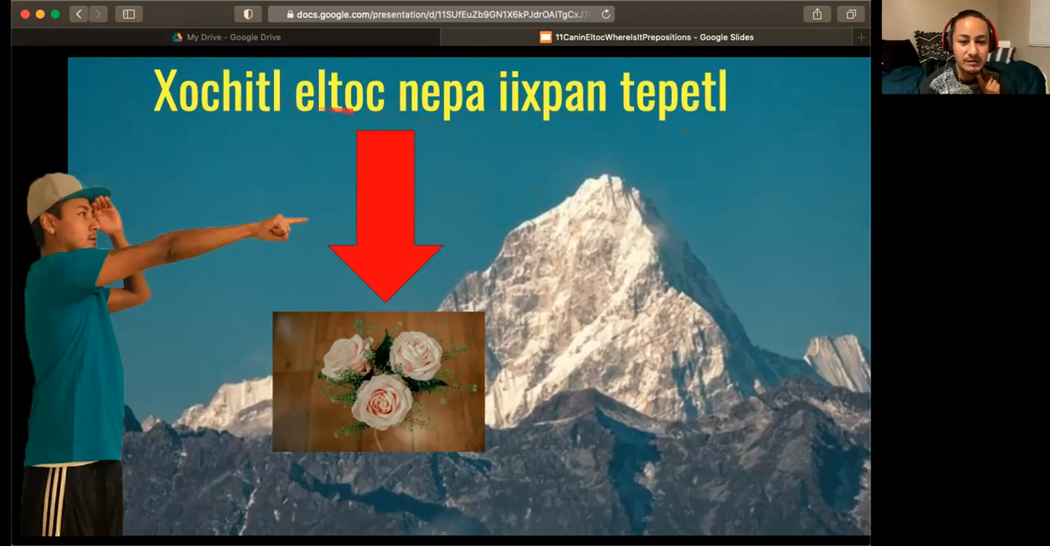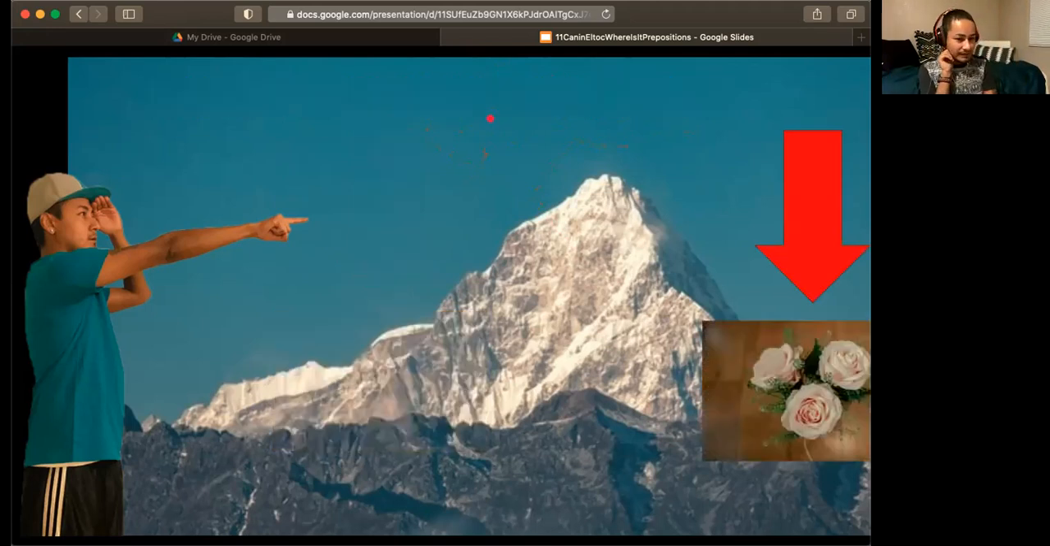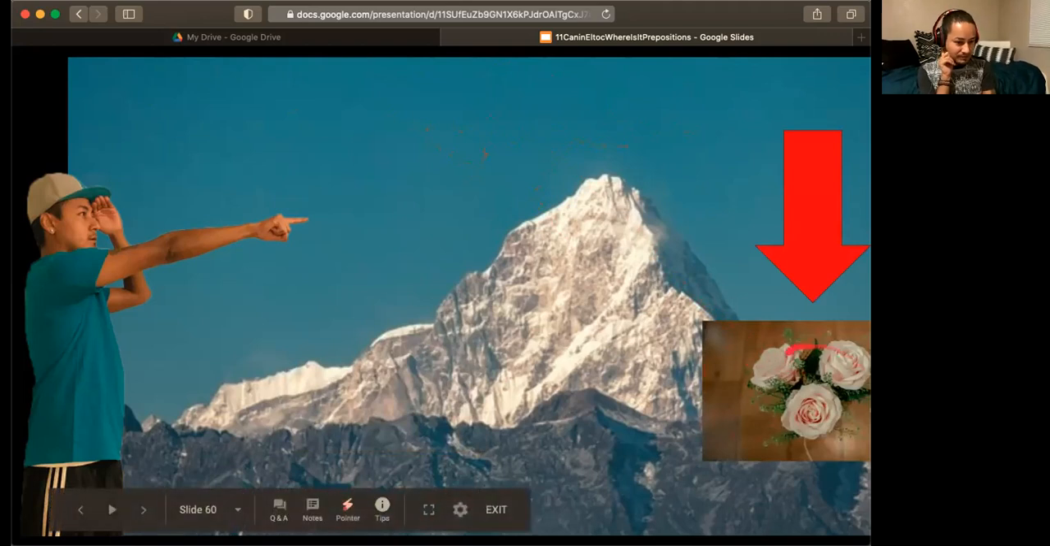So here we have the Eltoc Nepa because it's over there, but we can see it, right? And then this Teixpan, we're saying it's in front of it, and what it's in front of is the Tepetl. So you see this E, it can also refer to other objects, not just him or her, but if it's in front of an object. Right? All right, now same thing, but now the flowers are over here.